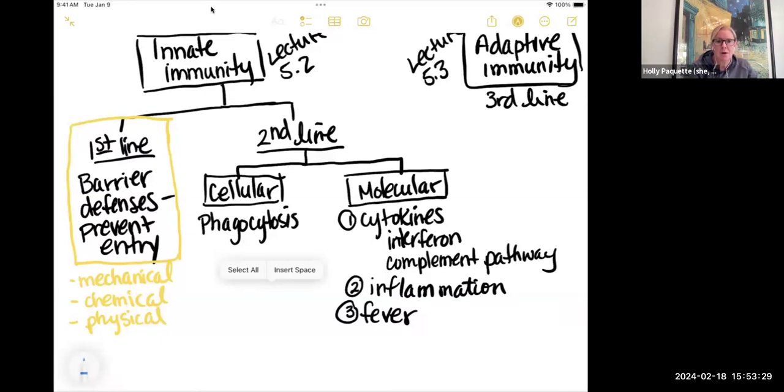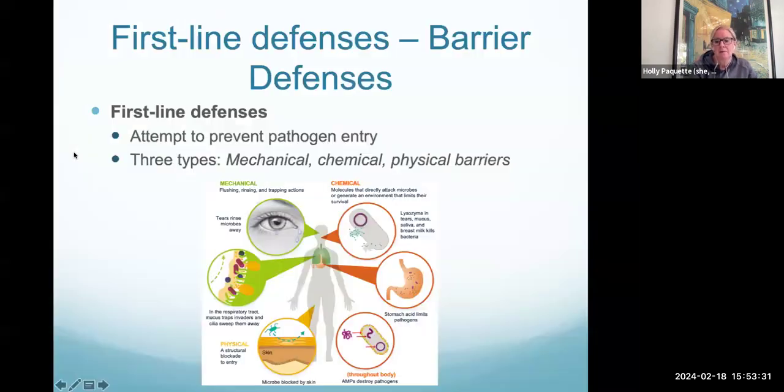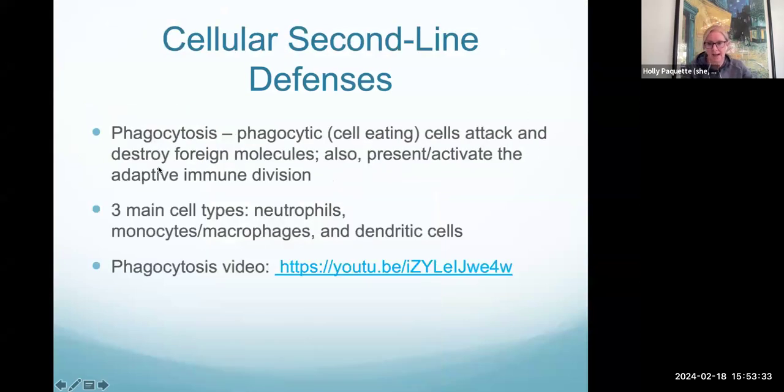So going back to our slides, that brings us then to our second line of defense. And the first thing that I had under that was the fact that there was a cellular portion. And this really is talking about phagocytosis. As I said, there are many different cells that act as scouts within your body that basically are looking for a foreign invader. You can think of them as kind of the scouts for an army, if you will, looking for anything that looks like it could cause trouble.